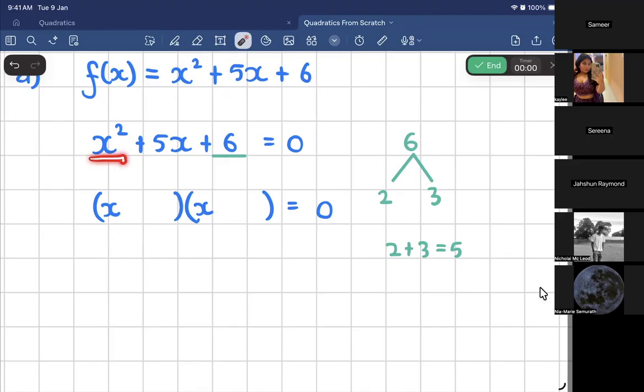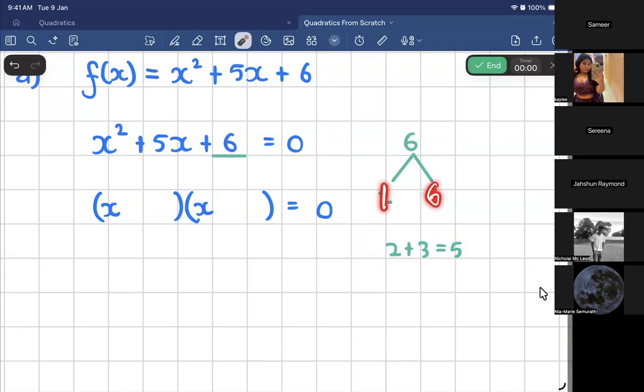To get x squared, you say x by x. Then we looked at the last term. The last term is just 2 by 3. Now we're looking for two factors that when you multiply them, you'll get 6, but when you add them, you'll get the middle term. So when you multiply 2 and 3, you get 6. When you add them, what do you get?